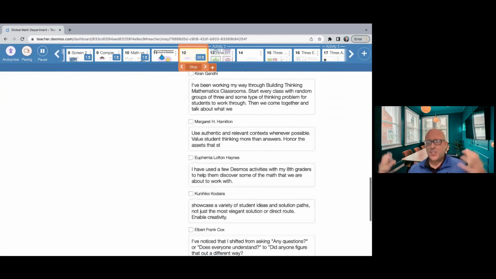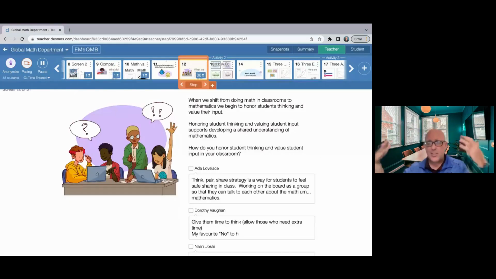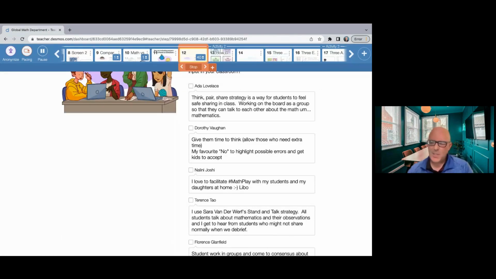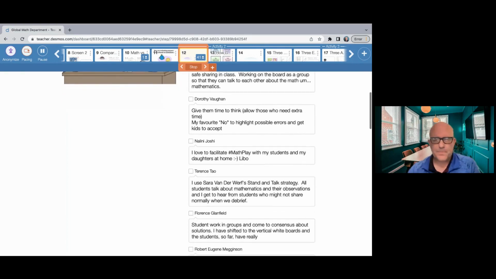So we've got letting students talk about math, think, pair, share, for students to feel safe sharing in the class, working on the board in groups. I love group work. There's nothing better than getting students talking about mathematics. Yeah, giving them time to think. Students need time to just process what's going on. Late thinking, early thinking, mid thinking, all types of thinking is good thinking. We want students just engaging with different ideas. Some more stand and talk from Sarah there.